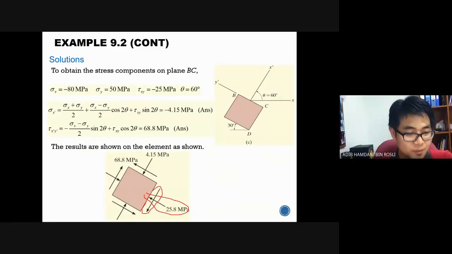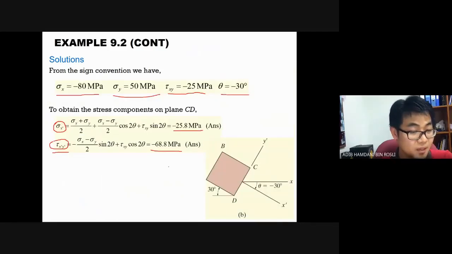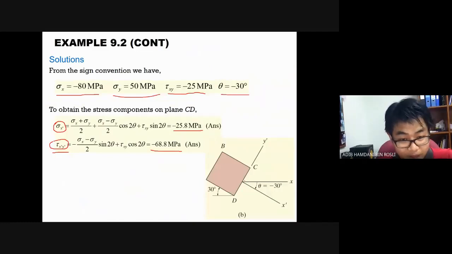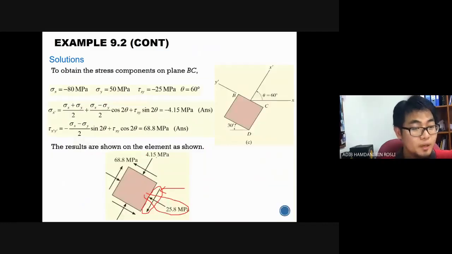and this. This is your sigma x prime, which is minus 25, and tau x prime y prime here is minus 68. That's why here it goes down. See, this one, it goes down. On that face, going up is positive, going down is negative. Forget the rest, those are complementary, but I'm talking about this surface, because we are focusing on this x prime axis that you rotate from original x to minus 30 degree. So what happened to the other side?